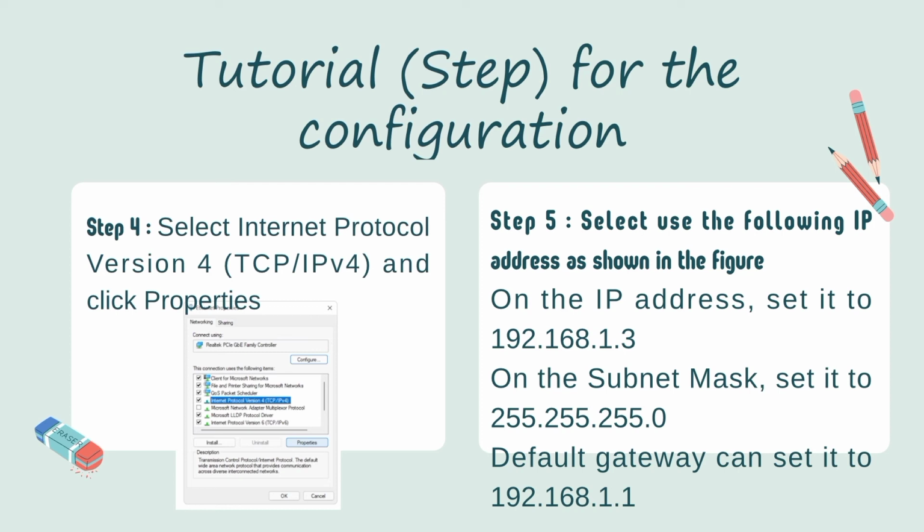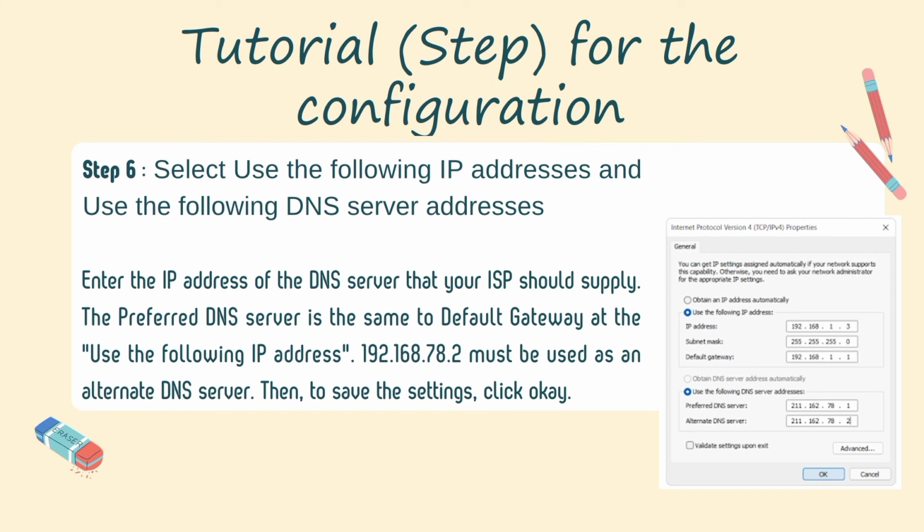On the IP address, set it to 192.168.1.3. On the subnet mask, set it to 255.255.255.0. The default gateway can be set to 192.168.1.1. And the last step is to select use the following DNS server addresses. Enter the IP address of the DNS server that your ISP should supply. The preferred DNS server is the same as the default gateway, and the alternate DNS server must use the following IP address, 192.168.7.8.2. Then to save the settings, click OK.